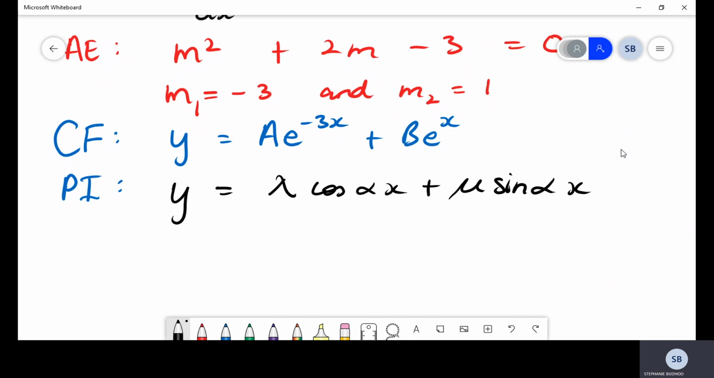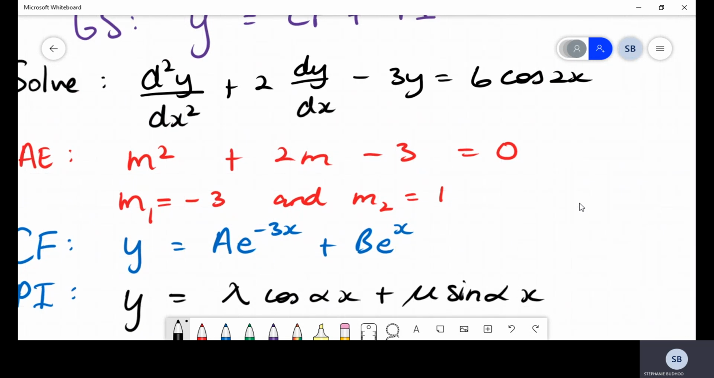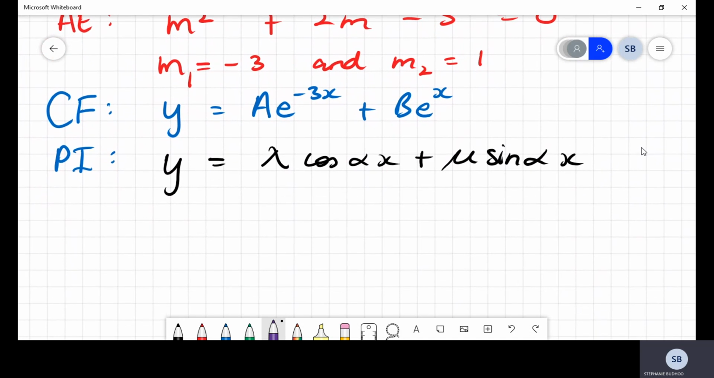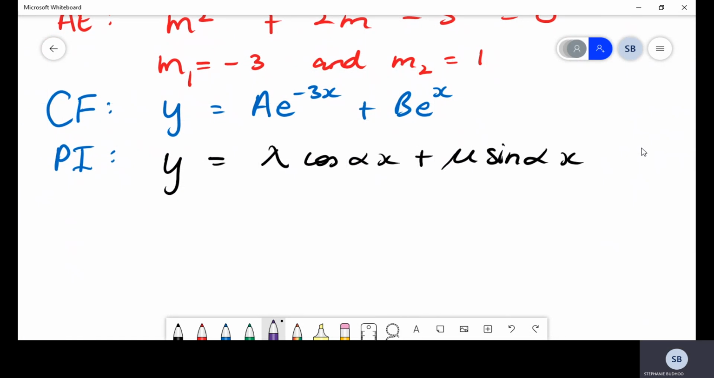Now that value of alpha comes from your function. If we go back to our function, we can see that our trig given in the question had an angle of 2x. So therefore, our alpha is 2. We are going to now use that information and rewrite our particular integral. Alpha has a value of 2 based on our trig function given, so we will write 2 here as well as 2 here.